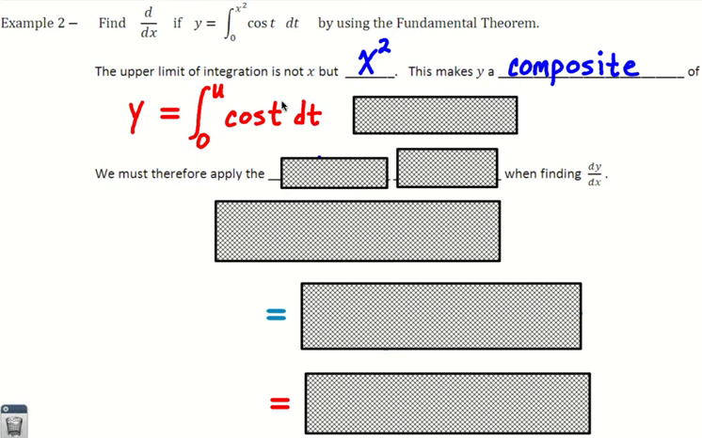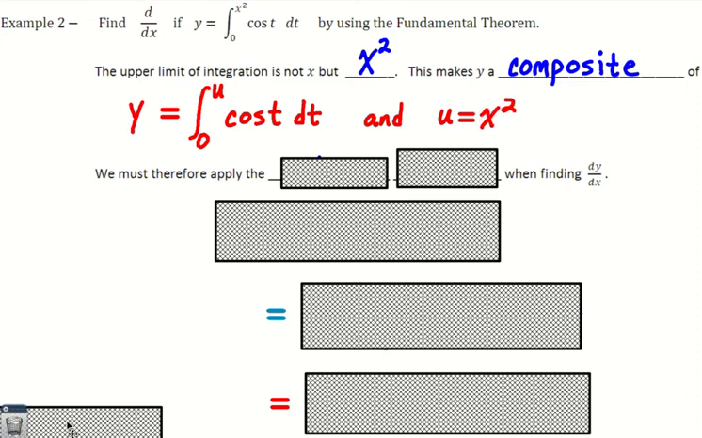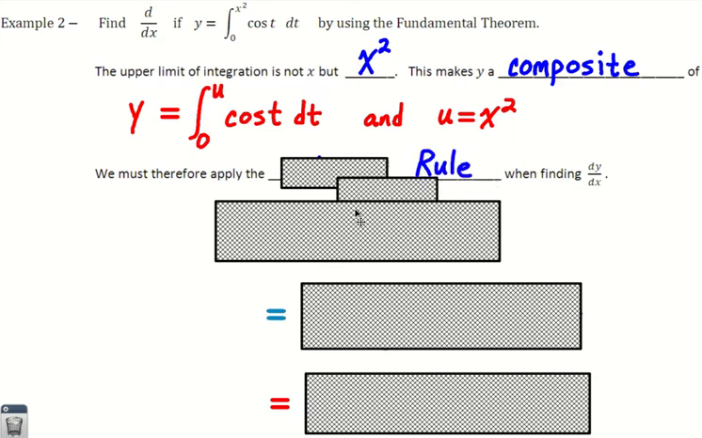of, say, this function, and u equals x squared. So now we have y as a composite function. And whenever we take the derivative of a composite function, what rule do we apply? The chain rule, of course, when finding the derivative dy dx.